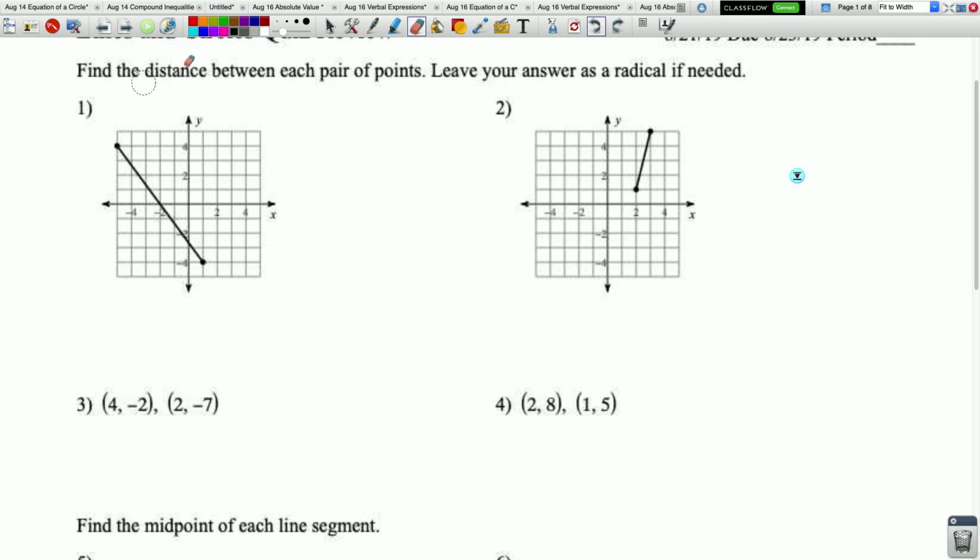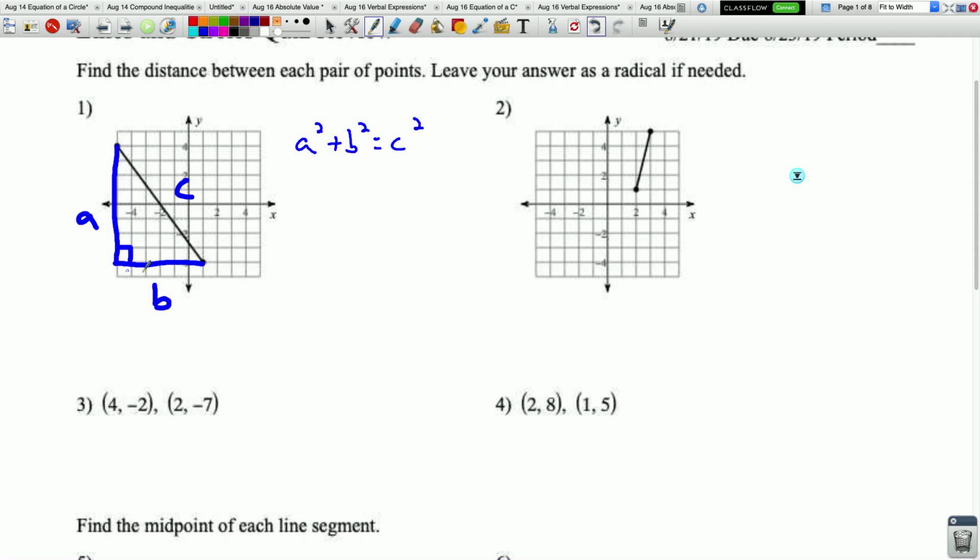So in order to do this, especially when you have the graph, I think you should just create a right triangle and then use the Pythagorean theorem. Let's go ahead and do that. I'm going to create a right triangle right here and label the sides A, B, and C. Always make sure the longest side, your hypotenuse, is C. Pythagorean theorem is A squared plus B squared equals C squared.